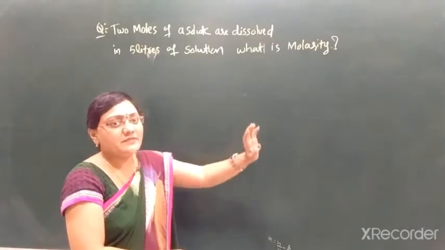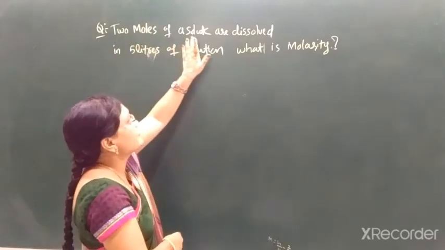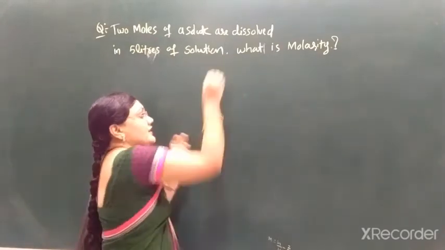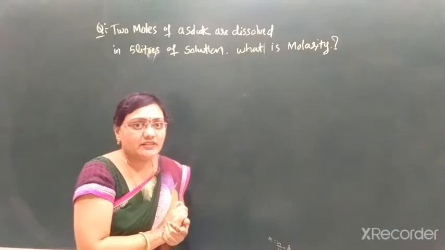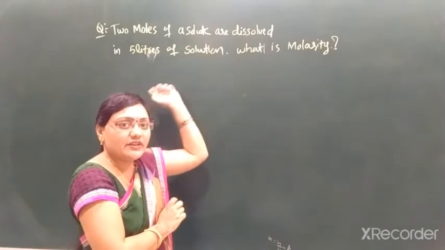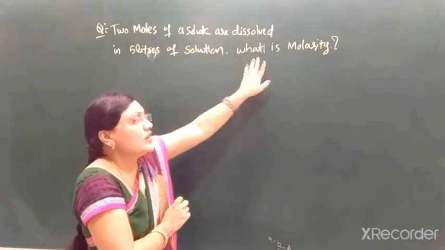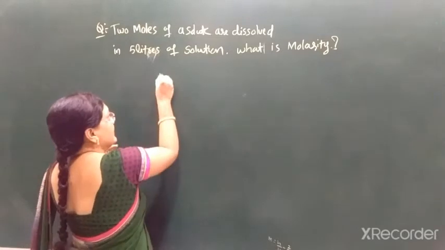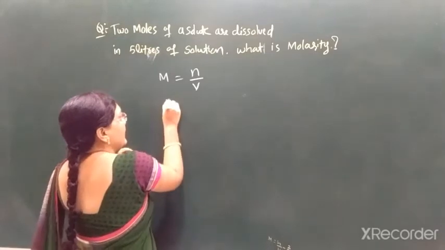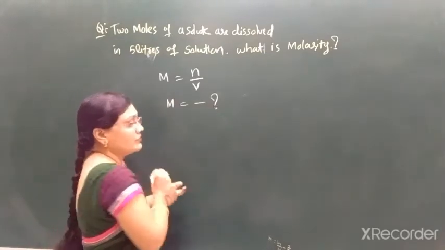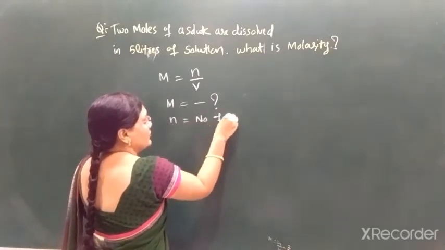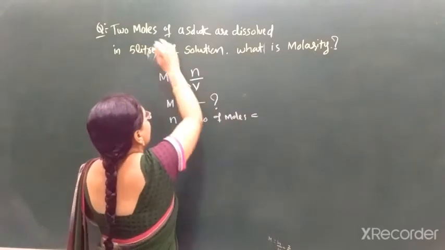Now the molarity problems. First problem: 2 moles of solute are dissolved in 5 liters of solution. What is the molarity? The formula is M equals n by V. M we don't know, and n equals the number of moles, which is 2 moles.